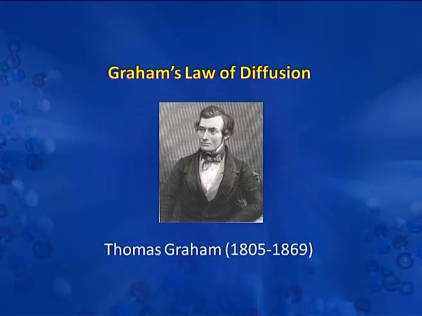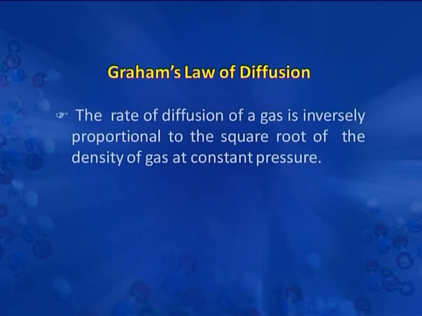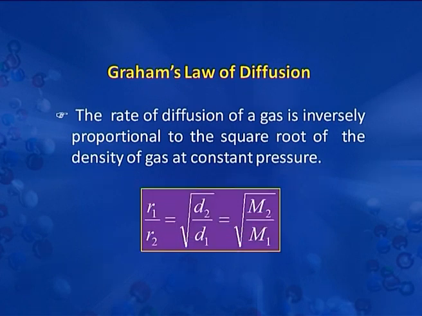Next law is Graham's law of diffusion. Thomas Graham states that the rate of diffusion of a gas is inversely proportional to the square root of the density of the gas at constant pressure. So, mathematically we can write it: r is inversely proportional to the square root of density. If we have two gases 1 and 2, in that case r1 by r2 is equal to root d2 by d1, or we can write it as root M2 by M1.